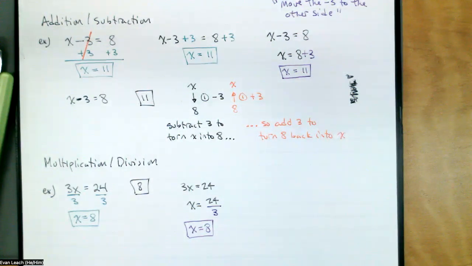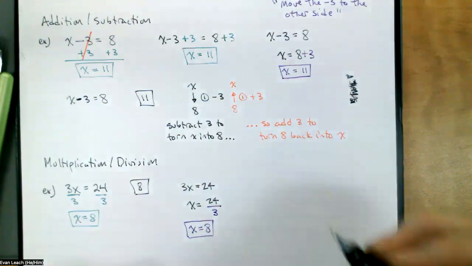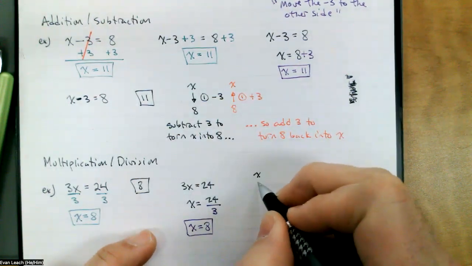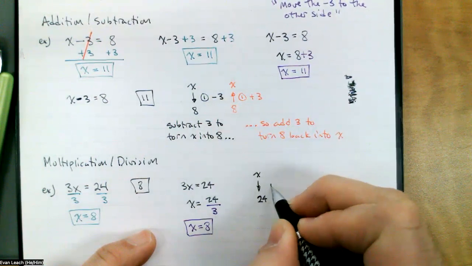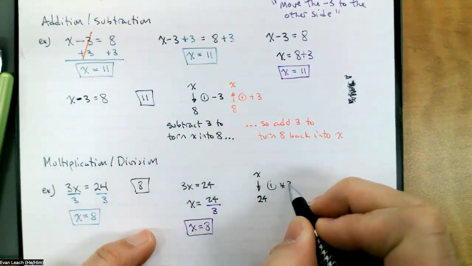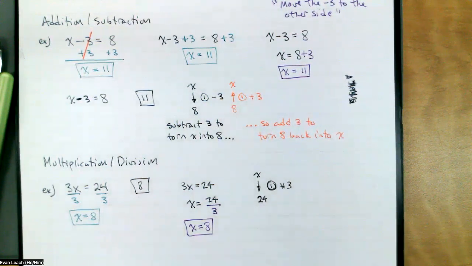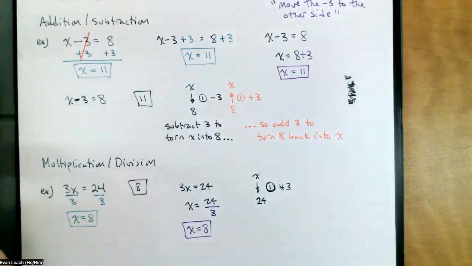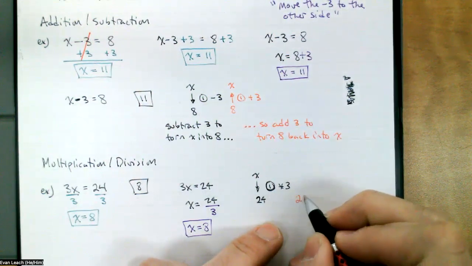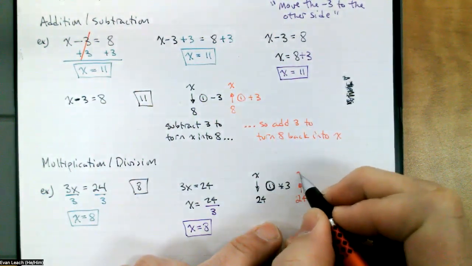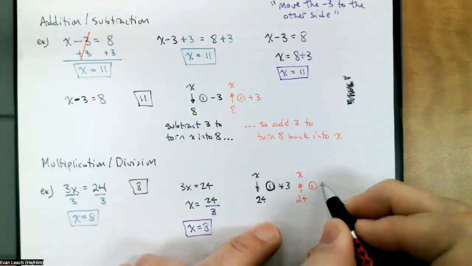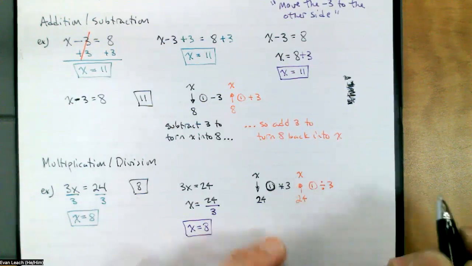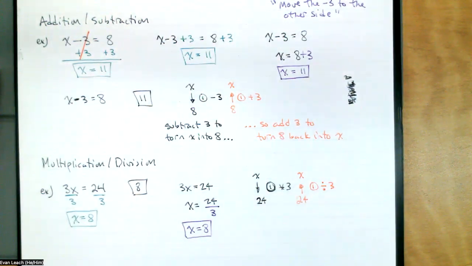The read that I want to put on this is that it looks ridiculous when we only have the one step. X turns into 24 by multiplying by 3. The inverse of multiplying by 3 is dividing by 3. So to turn 24 back into x, we would do the inverse of multiply by 3. We would divide by 3. Inverse operation in reverse order. Reverse order doesn't mean anything here because there's only one.